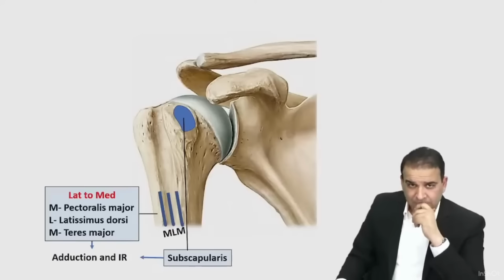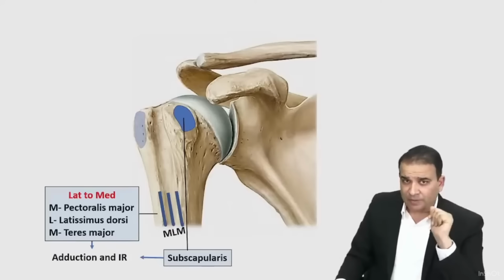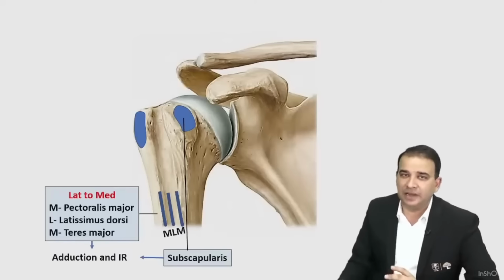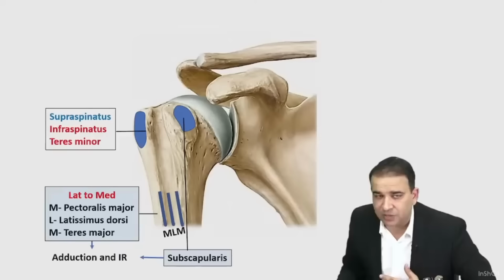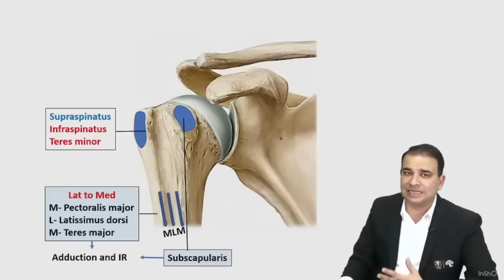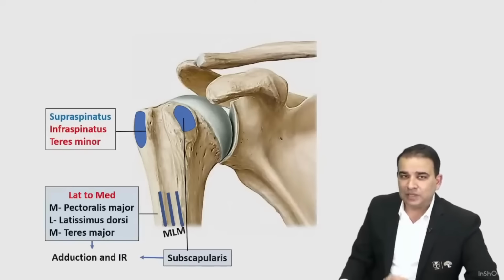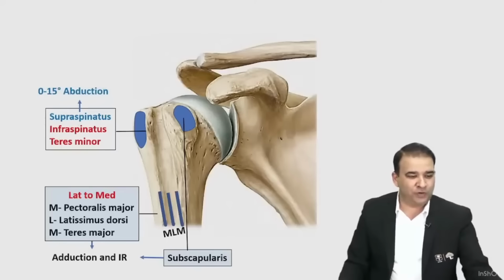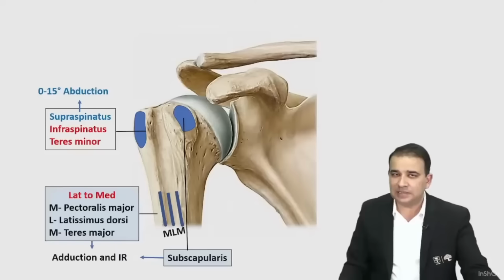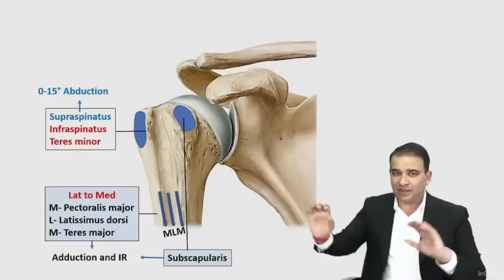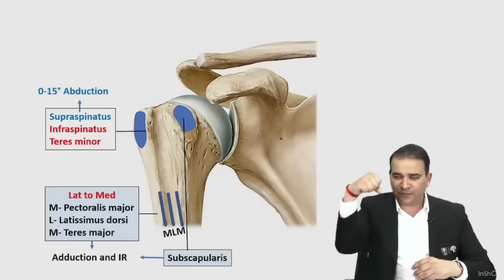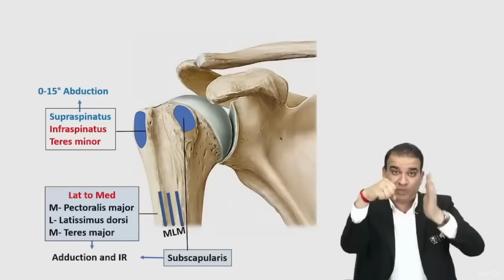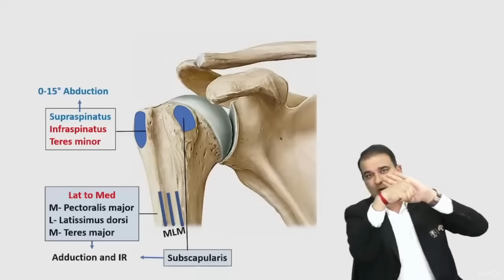Okay. Then the greater tubercle. Obviously we all know the SIT muscles, the supraspinatus, the infraspinatus and teres minor, these are the three muscles sitting on the greater tubercle. Supraspinatus is known for the initiation of abduction, 0 to 15 degrees of abduction. Infraspinatus and teres minor are running horizontally, but they are coming from the back. They're going to the greater tubercle from the posterior side.